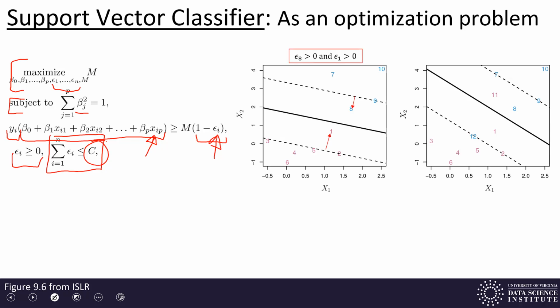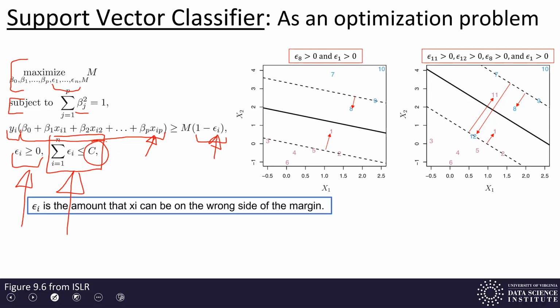So in the first plot, we have epsilon 8 that's going to be bigger than 0, and epsilon 1 is going to be bigger than 0. All the rest of the epsilons are going to be equal to 0, right? According to this, they're bigger than or equal to 0. They're only bigger than 0 when those specific data points lie within the margins, and they're going to be 0 otherwise. In the second plot, you can see we have more data points where their epsilons are going to be bigger than 0. And when you sum up those epsilons, in this sum right here, that's going to give you the total amount that the points are lying within the margins.